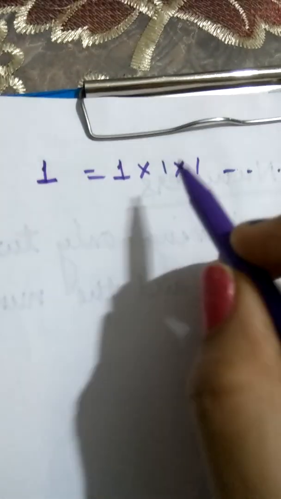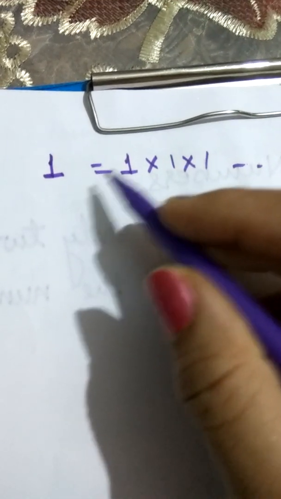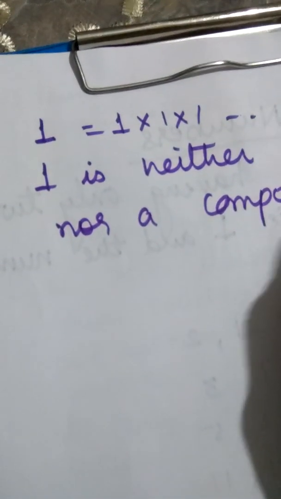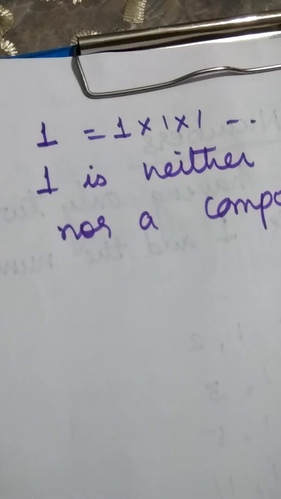Now there is one very important result which you must remember, that if we start finding the factors of 1, we find that 1 has only one factor, that is 1. It can repeat any number of times, but the factor is only 1. Thus we see that 1 does not satisfy the definition of prime or composite, both. That's why 1 is an exception and we consider 1 as neither a prime number nor a composite number. So 1 is neither prime nor composite.